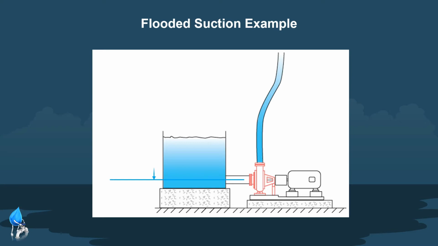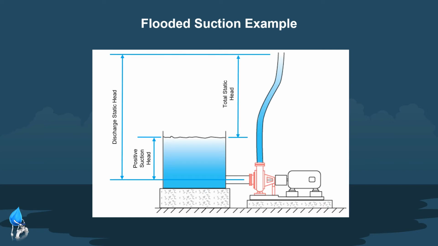The positive suction head adds energy to the system and reduces the amount of work that the pump needs to do. This means that the total dynamic head in this example is less than the previous example when the suction level was in the sump under the pump inlet level. The total static head in this example is therefore the discharge static head minus the positive suction head.